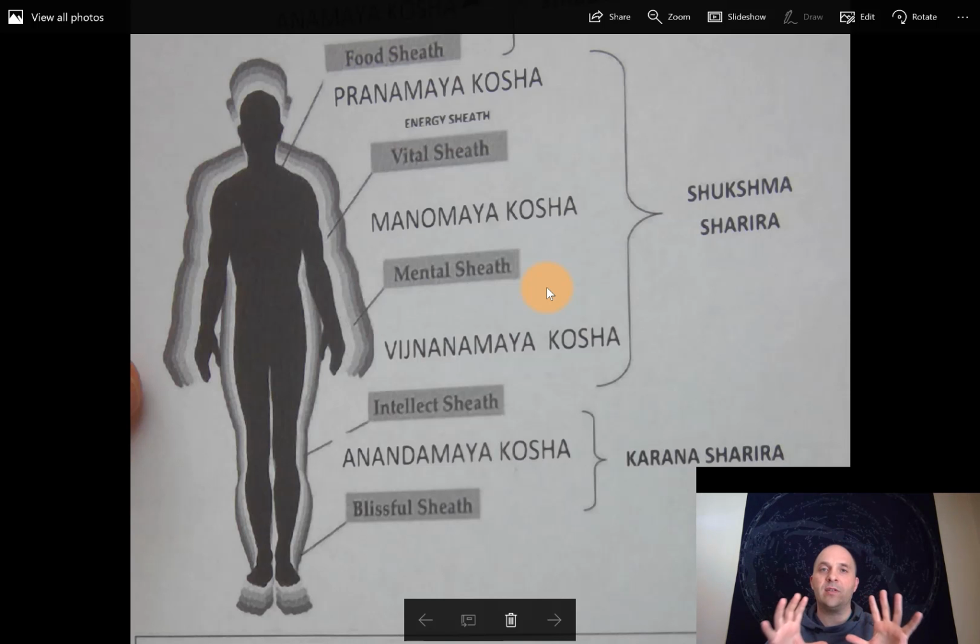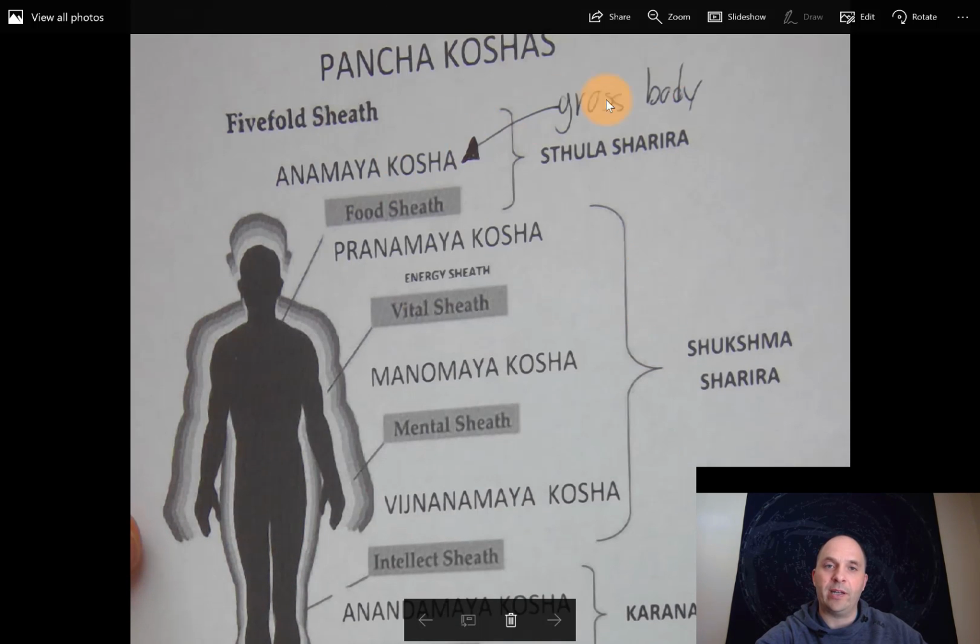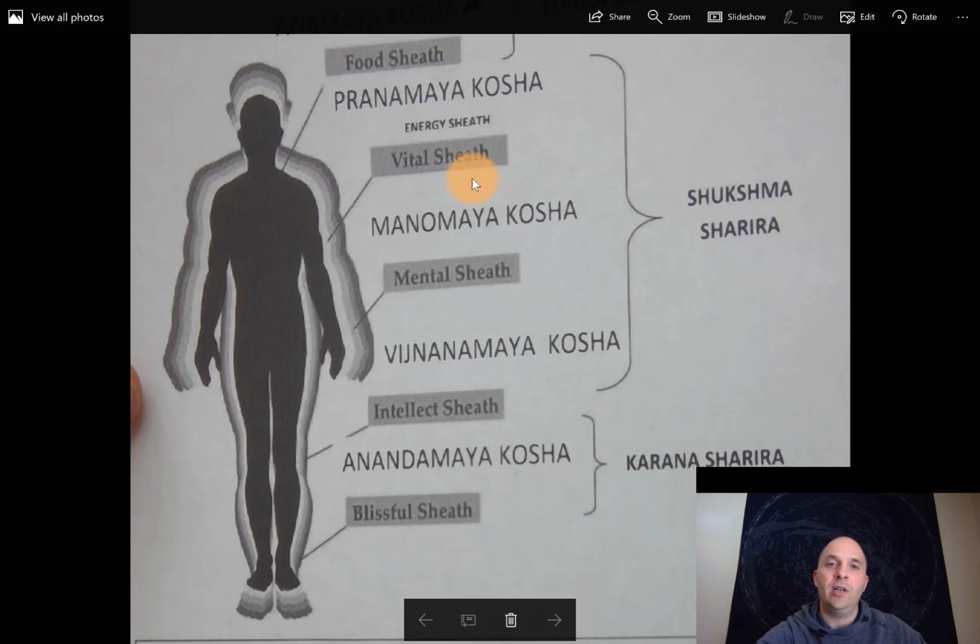This is all about subtle body theory. One way to look at it is that there are what are called 5 koshas, or 5 sheaths. On this diagram, this is the food sheath, which is the gross body, our physical form. Then it gets more subtle: the pranamaya kosha, the vital sheath, our energy sheath; the manomaya kosha, which is manas, our mind; and the vijnanamaya kosha, the intellect sheath. These 3 sheaths represent the sukshma sharira, the subtle body. This is also where you would find all the nadis, as well as the chakra system we are familiar with.